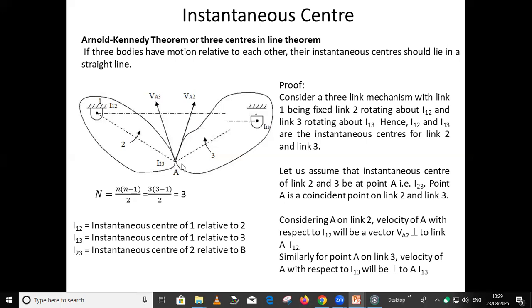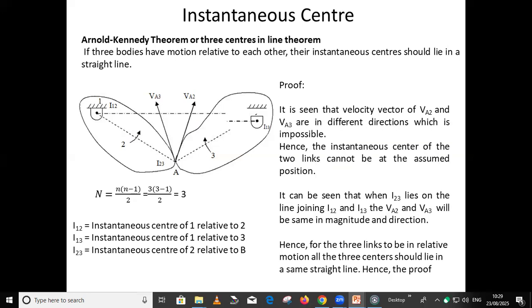So this 2, 3 will be your combined relative movement between link number 2 and 3. So it will be I2,3. So in this way, we can determine the 3 ICRs which are required to find out the relative motion between these 2 components. Okay. Now one more part is there.